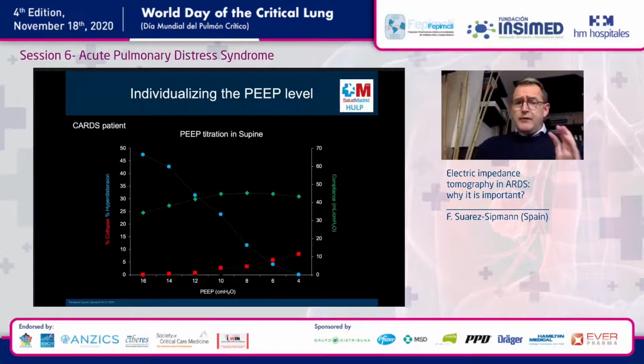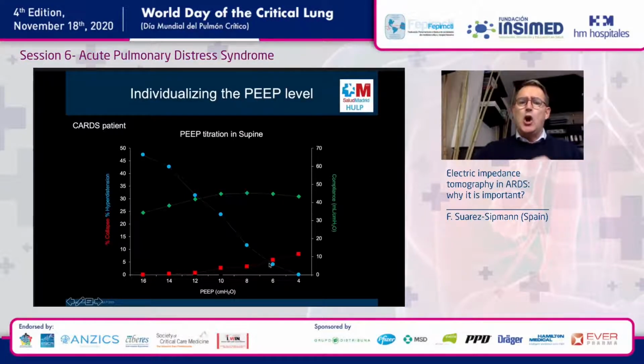So let me give you a few examples of how we have been using this tool, which we have been using a lot in this COVID pandemic in COVID patients. So this is a graph of a PEEP titration of a COVID patient. And you see here the levels of PEEP, 16 centimeters of water down to 4. You see the compliance again in green, and I have the same colors here. And you see the huge amount of overdistension. And you see also that the crossing point between overdistension and collapse is occurring at low levels of PEEP.